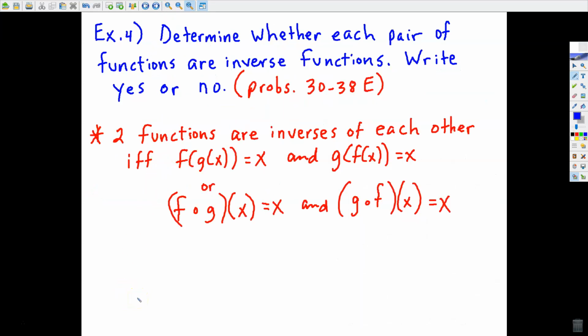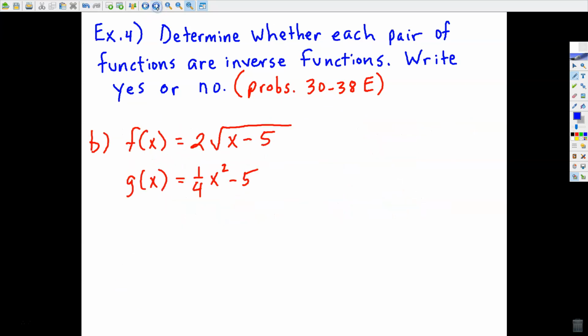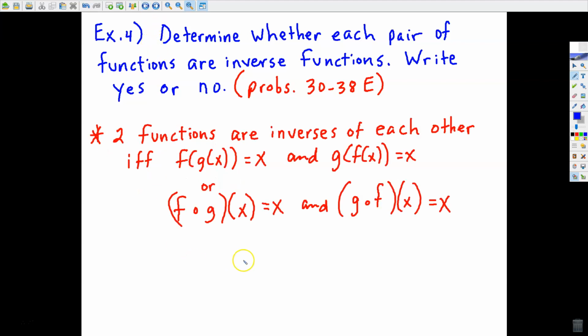We're almost done. This is our last example. How do we tell algebraically if two functions are inverses? Well, if you've ever seen this, this means if and only if. Have you ever seen that before? IFF. So two functions are inverses of each other if and only if.